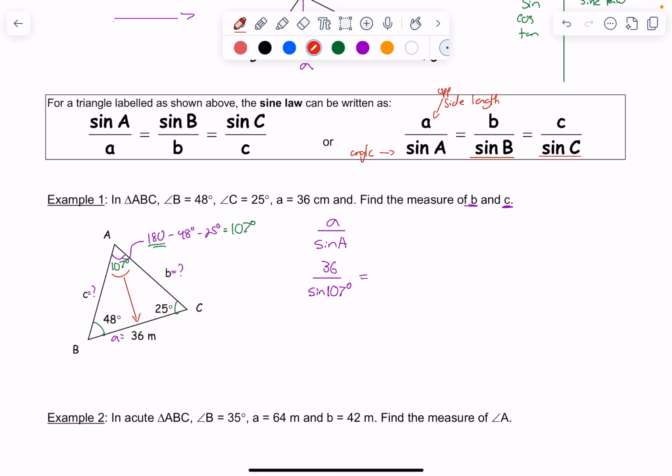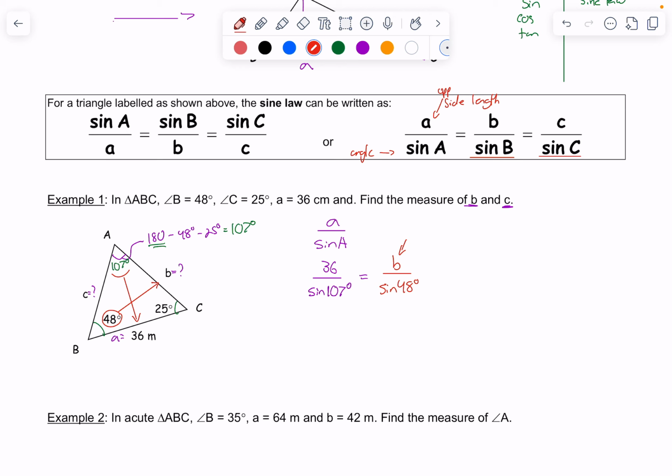So let's do B first. I have the angle 48, but I don't know the opposite side length. So I don't know what b is equal to, but I can divide that by sine 48 degrees. And notice how this is our only unknown. It's the only thing that we don't know in this equation that we have created. And in math, if you only have one unknown, you can solve it, okay?